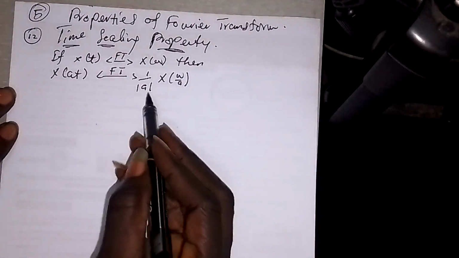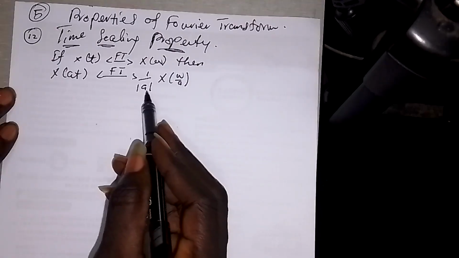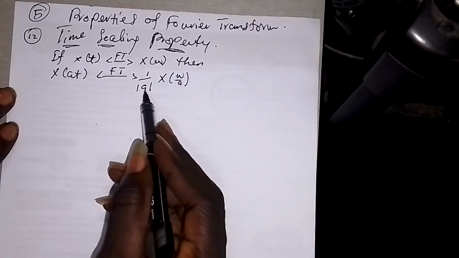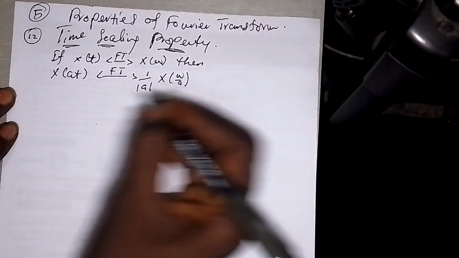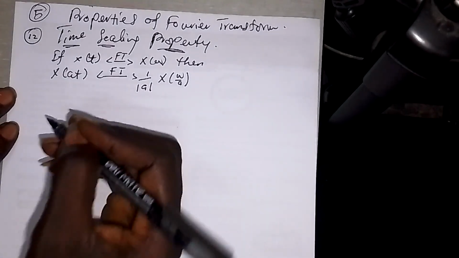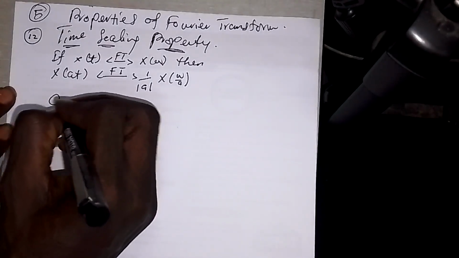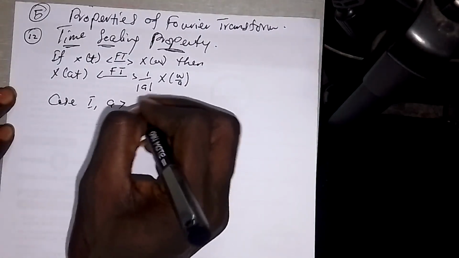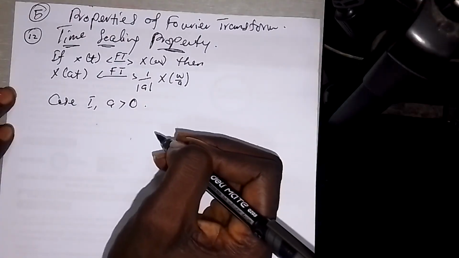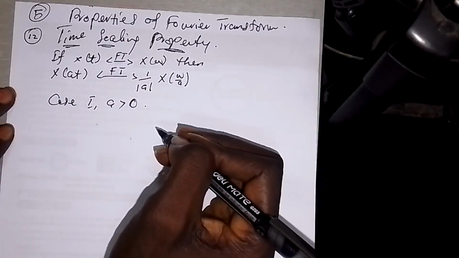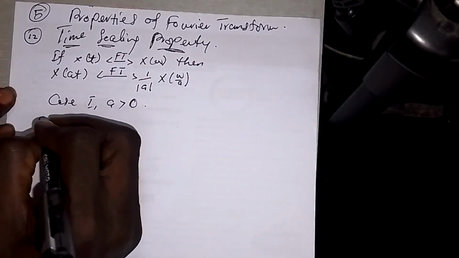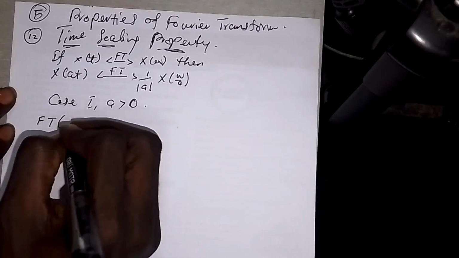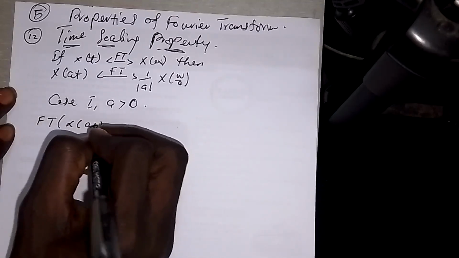So this mod a, modulus a, I have to take both the positive and the negative aspect of it. So in that case, I'm going to consider the case in two different scenarios. So I'll consider case 1. Case 1 is such that a is greater than 0. So now, Fourier transform of x of at.